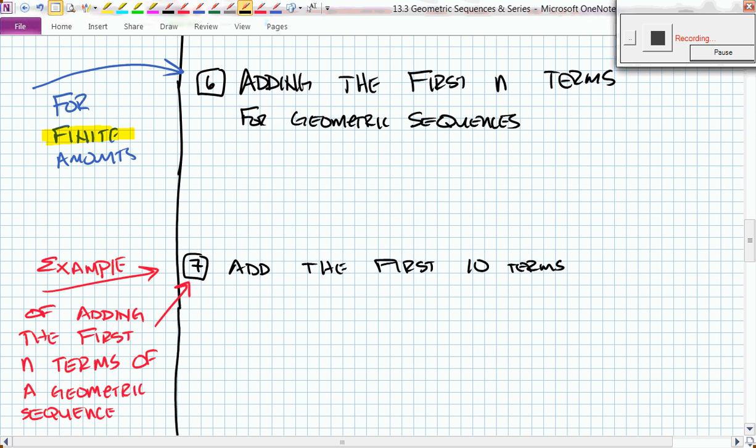There is a way to do that. We're going to add the first n terms for a geometric sequence. And it goes like this. The sum of the first n terms of a finite geometric sequence is just the first term multiplied by 1 minus the ratio to the n divided by 1 minus the ratio.